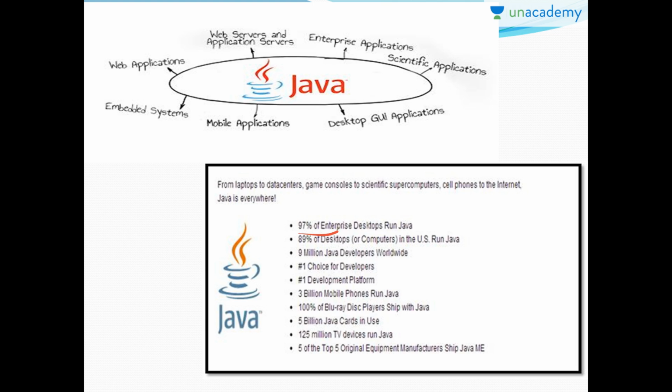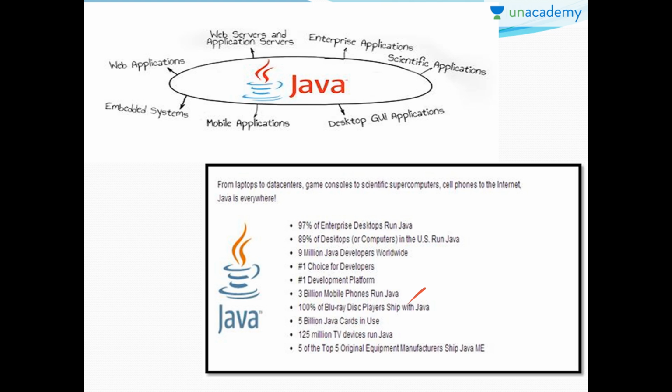And 97 percent of enterprise desktops are running on Java today, and most of the desktops in the US are running on Java only. And that is how Java has had wide importance till today. And 9 million developers today are working on Java, who are otherwise called Java developers. And this is the only one platform for developers, the only choice if they have to be a Java developer. And more than 3 billion mobile phones are running on Java.